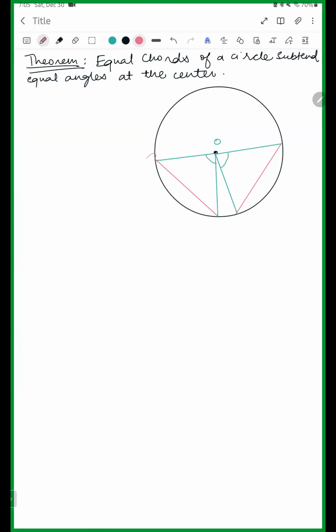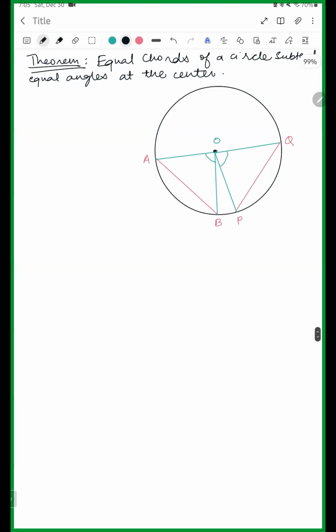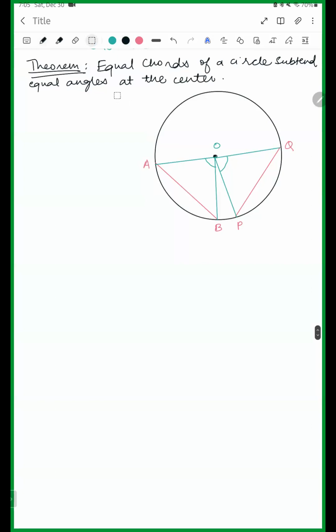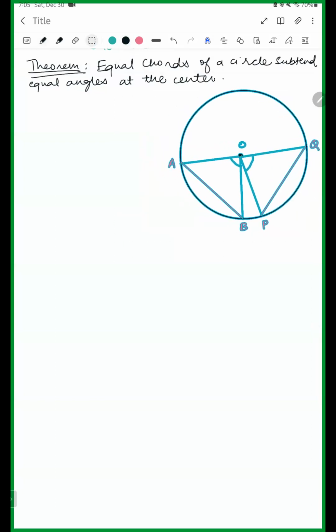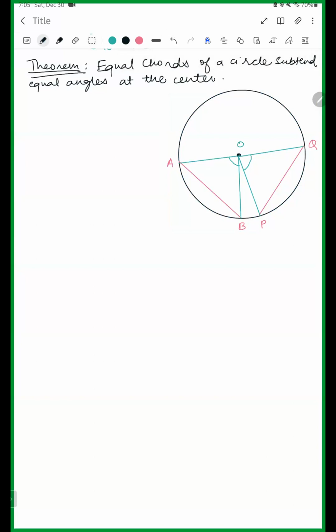So let's say we have two chords AB and PQ. First of all, when we have questions like this, to prove that type of questions, we need to write what is given and we need to write what is asked of us. Given equal chords, equal chords are given. That means AB is equal to PQ, and also that O is the center. It's kind of obvious. You don't have to write it in your exams, but just for this one question, I'm writing it over here.